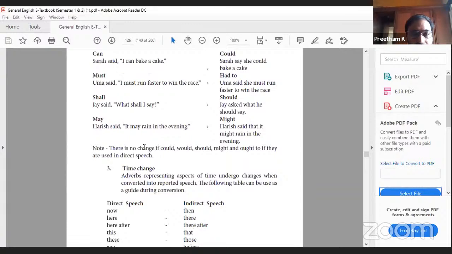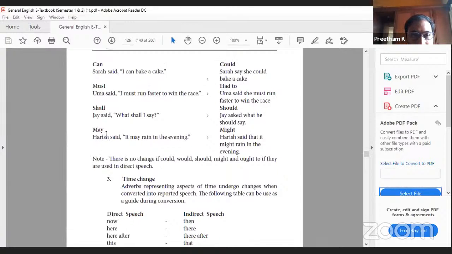See, what does it mean? If could is used in direct speech, even in indirect speech also could will be there. So this is an exception. Could, would, should, might, and ought to.